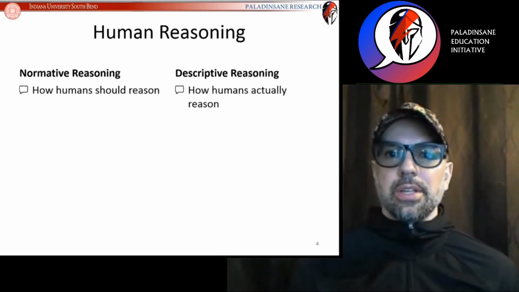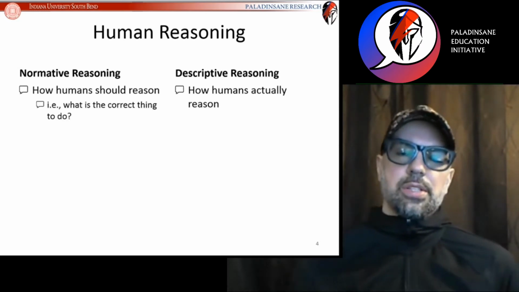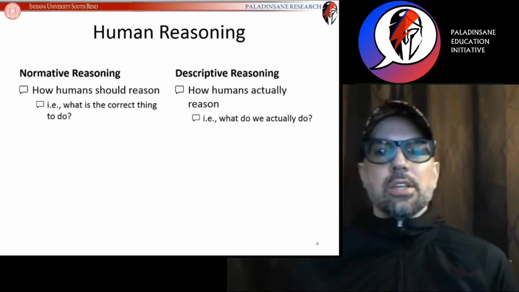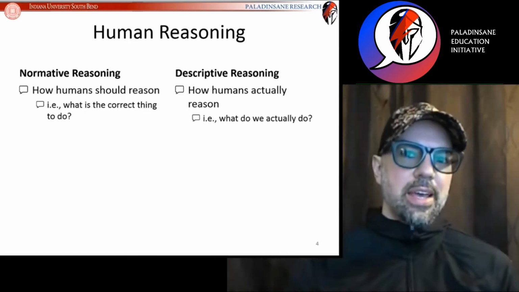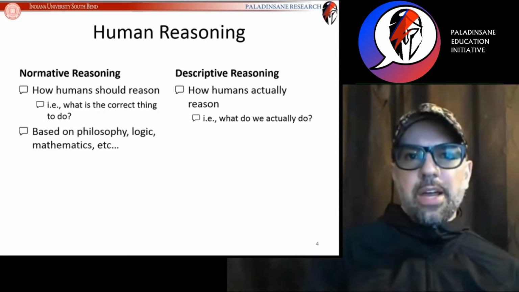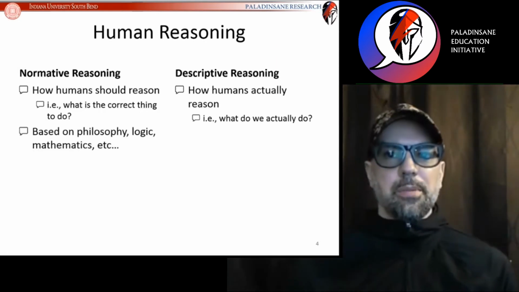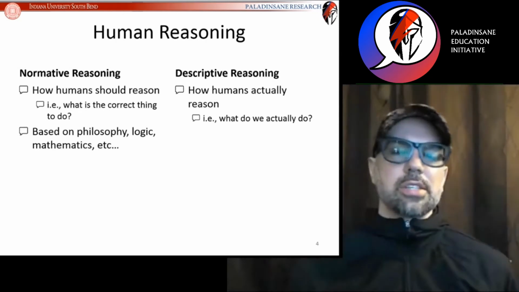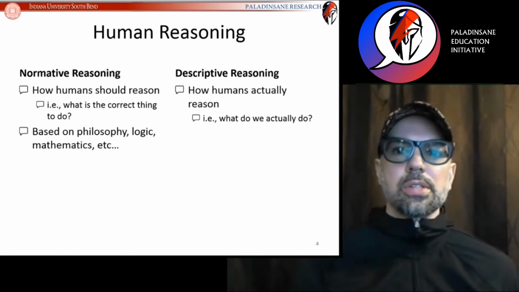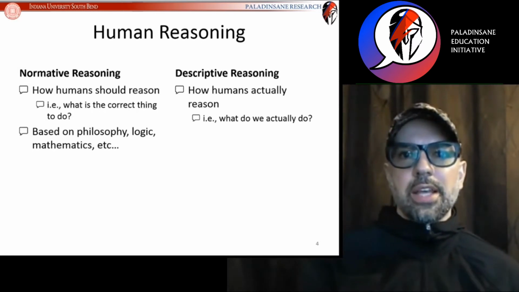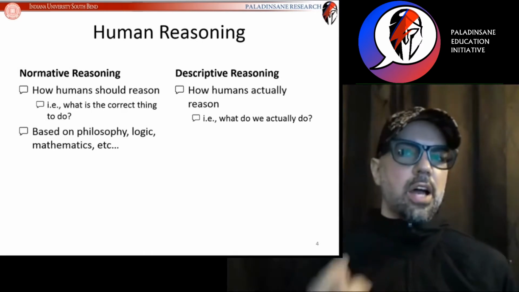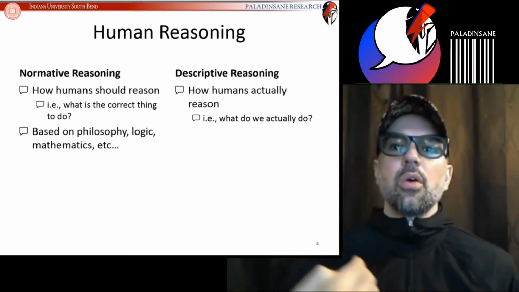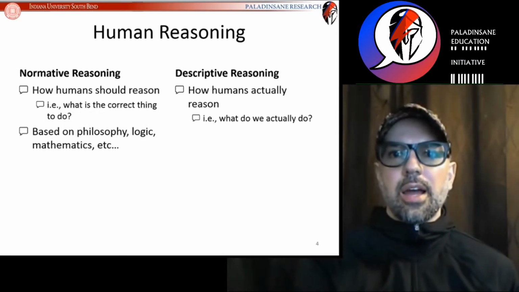How do we actually reason? Normative reasoning is what is the correct thing to do. Descriptive reasoning is what do we actually do? To discover what normative reasoning is, we turn to philosophy, we look to logic, mathematics, computer programming, artificial intelligence, all those types of analytical tools that can tell us what the correct answer is. What is the right way to reason? What is a logical way to reason? Basically, what is the correct answer when we're faced with a reasoning problem?